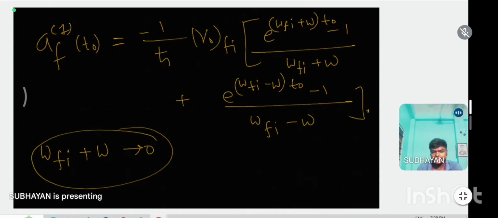And in the second case, if you choose omega fi minus omega tends to 0, then the second term will definitely dominate over the first term. So instead of taking the direct effect of the transition probability, you can take the two dominant cases. Otherwise, in other cases, the contribution will be very insignificant. So the significant contribution to the transition probability will be from two different cases. First one, whenever this term tends to 0, and the second one, omega fi minus omega tends to 0.